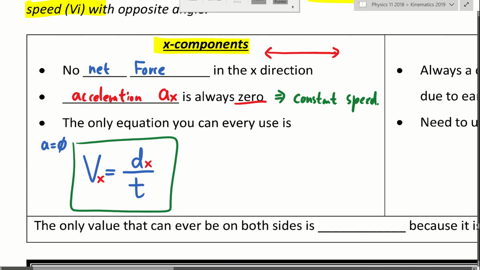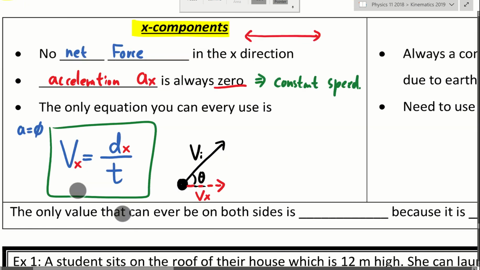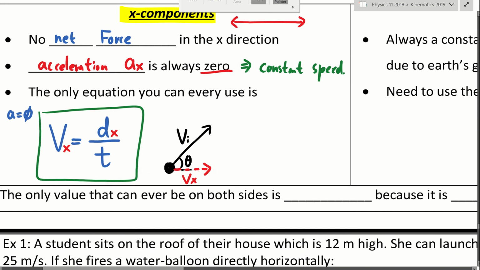So, for example, in this equation, what are your Vx and dx? Vx is simply the horizontal component of the velocity. For example, you have an object launching at an angle, like 30 degrees or 40 degrees. This Vx is this part only. This is your V initial, but I'm talking about the horizontal component of that only. Not the vertical, just the horizontal part.